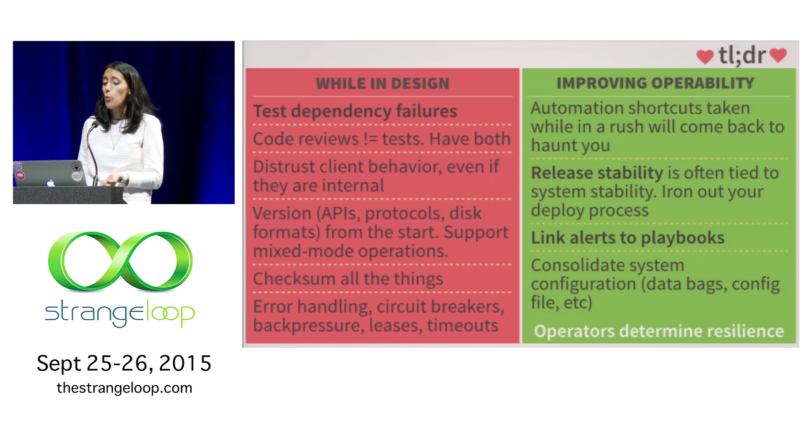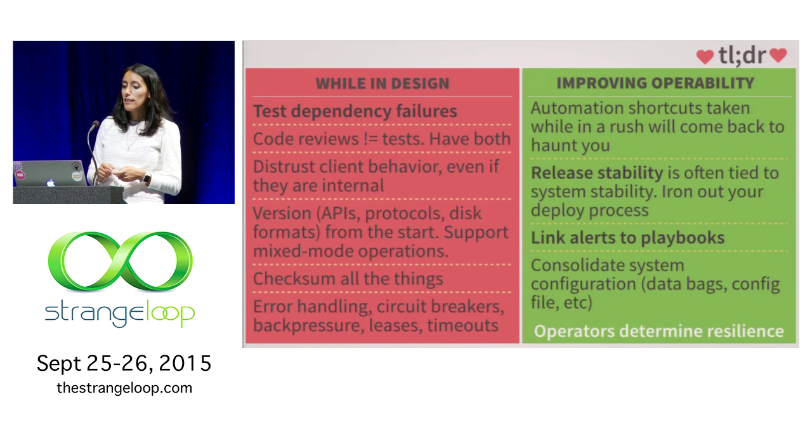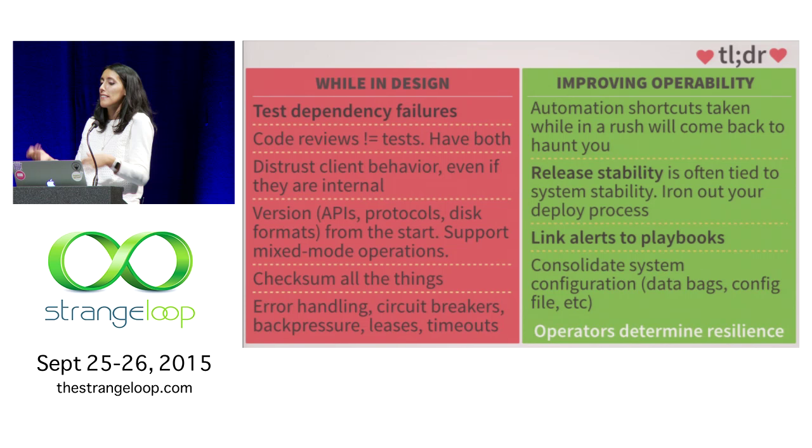Also, you should distrust client behavior, even if they're internal, because believe it or not, even at Google, it's really, really easy to DDoS yourself. And it's much easier to DDoS yourself than somebody else, depending. I mean, we're a CDN, so we're at the edge. There was a talk at Velocity this year by one of the Google managers, and she says it's much more likely for them to DDoS themselves.